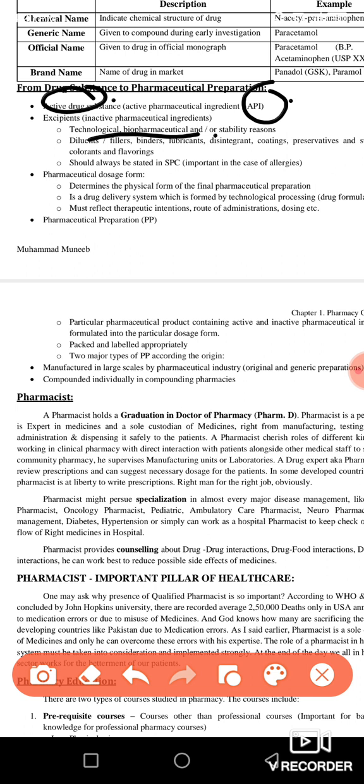Okay, so now we are adding a lot of things besides the active agent. Besides the active agent, we need some other kinds of coloring, flavoring, and other agents to make our drug more and more stable. So the compounds other than the active compound are called excipients, as written here.